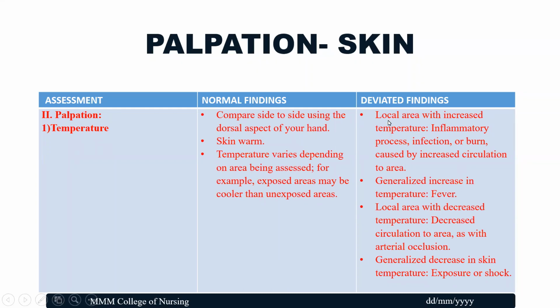When you palpate, you may feel a local area with increased temperature, that is inflammatory, because of an inflammatory process, infection or burn, which is due to increased circulation to that particular area. Then generalized increase in temperature is fever. A local area with decreased temperature indicates decreased circulation to that particular area, as with arterial occlusion. Generalized decrease in skin temperature is due to exposure or shock.